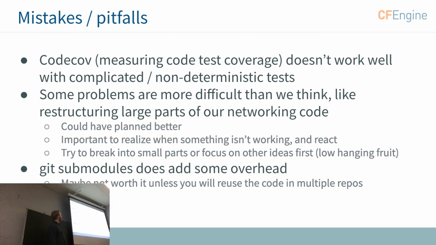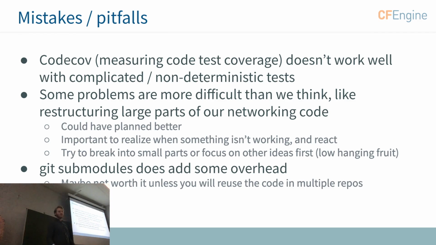Some problems, as I mentioned earlier, codecov can be difficult for complicated projects. Some problems are more difficult than we think, like restructuring all of the networking code. We probably could have planned this better, but I think in those cases it's also important to reevaluate and react and say maybe it's better to focus on something else first. And finally, Git submodules do add some overhead.